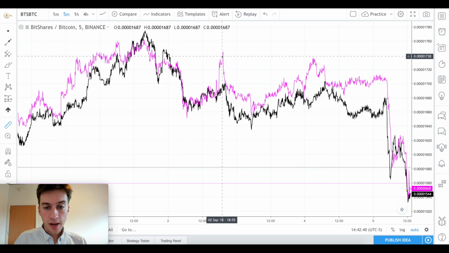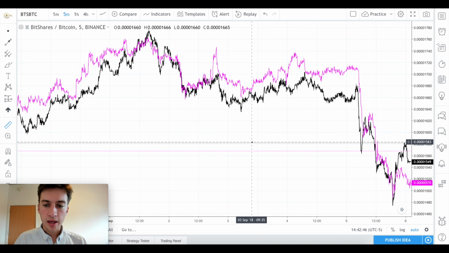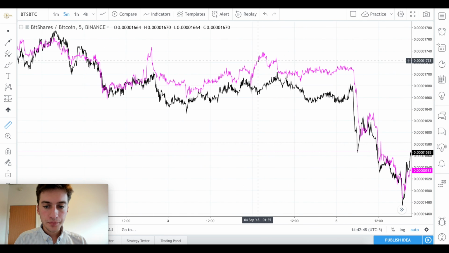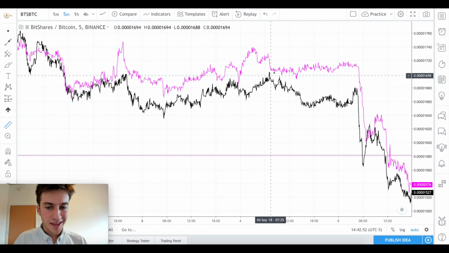So this is a good opportunity, when we get this massive divergence, to use traditional statistical arbitrage and make a profit here as well. We get some divergence. If I had shorted this and longed this, they converge right back to the mean.